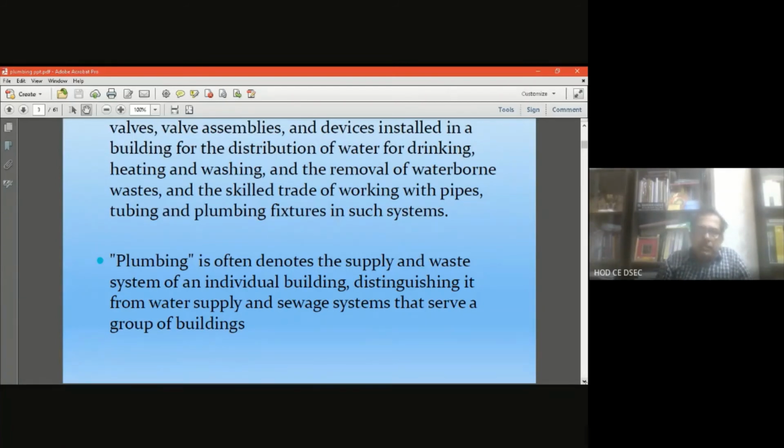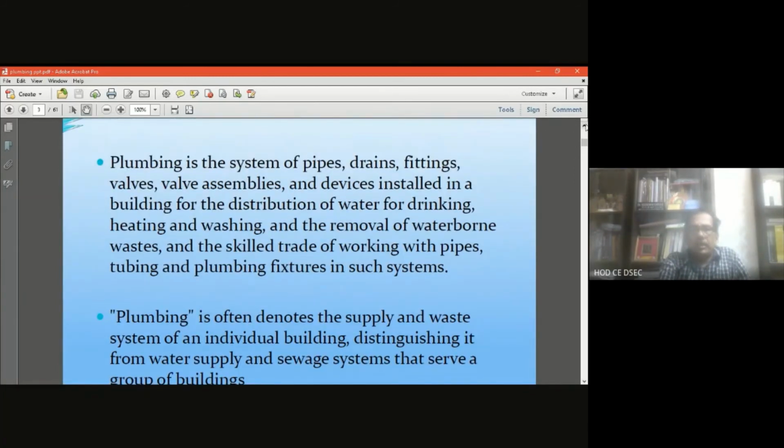Then you have seen the different types of piping and plumbing systems: the single pipe, the two pipes, the one pipe, two pipes, single pipe, and the separate ventilation system. You have seen where each is applicable, which type of plumbing is applicable where.